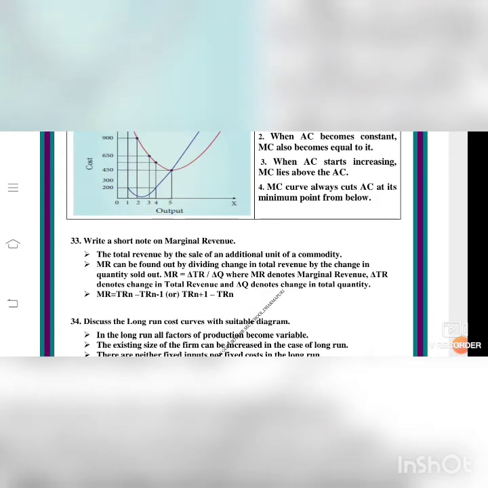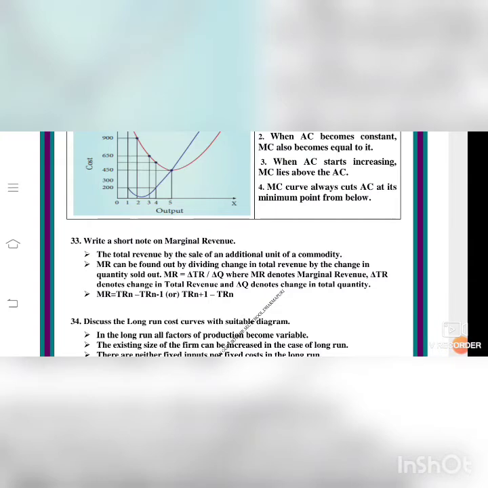What is marginal revenue? The total revenue by the sale of an additional unit of a commodity. Always I tell you, isn't it? Marginal means the addition. Marginal revenue, MR, can be found by dividing change in the total revenue by change in quantity sold. MR is equal to change in total revenue by change in quantity. This is the formula for marginal revenue, you must learn.